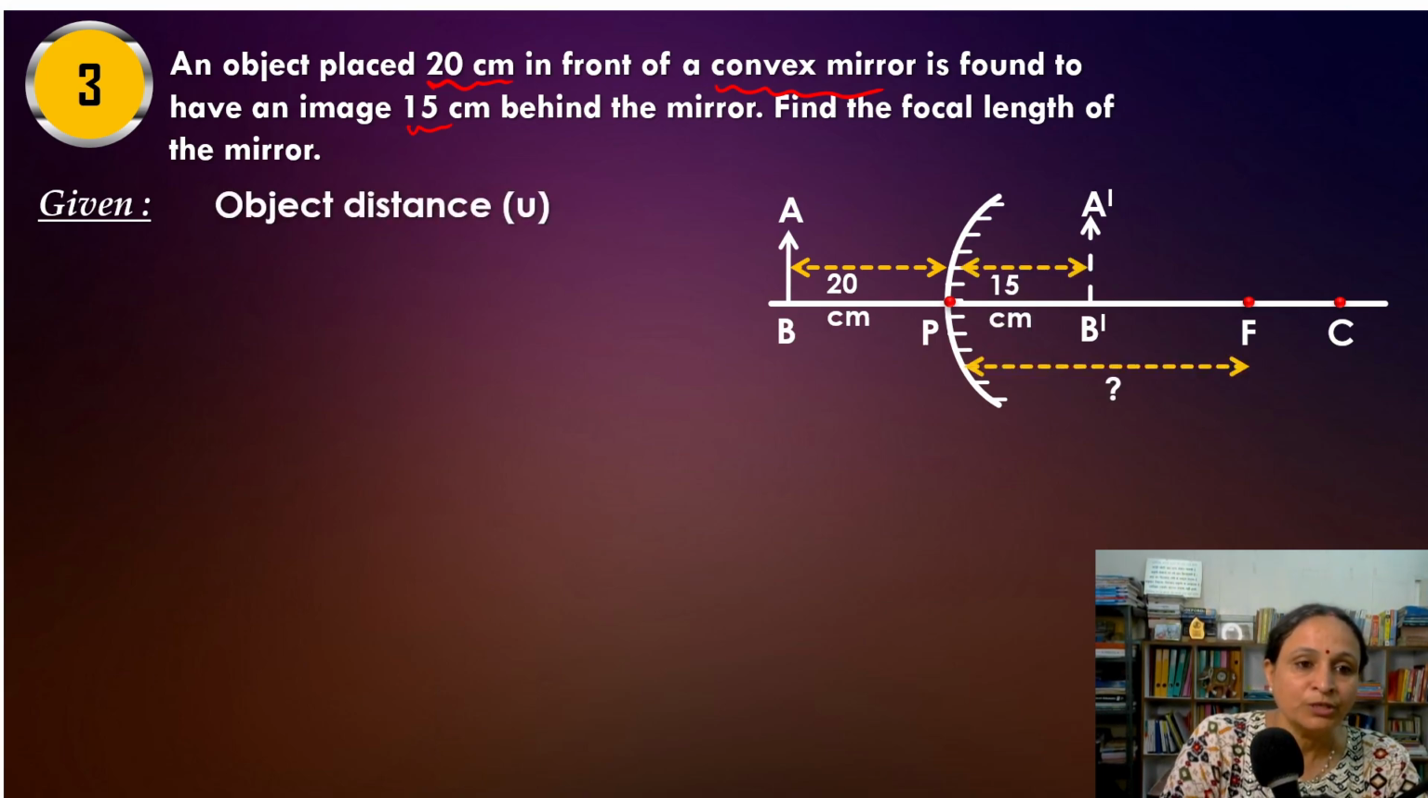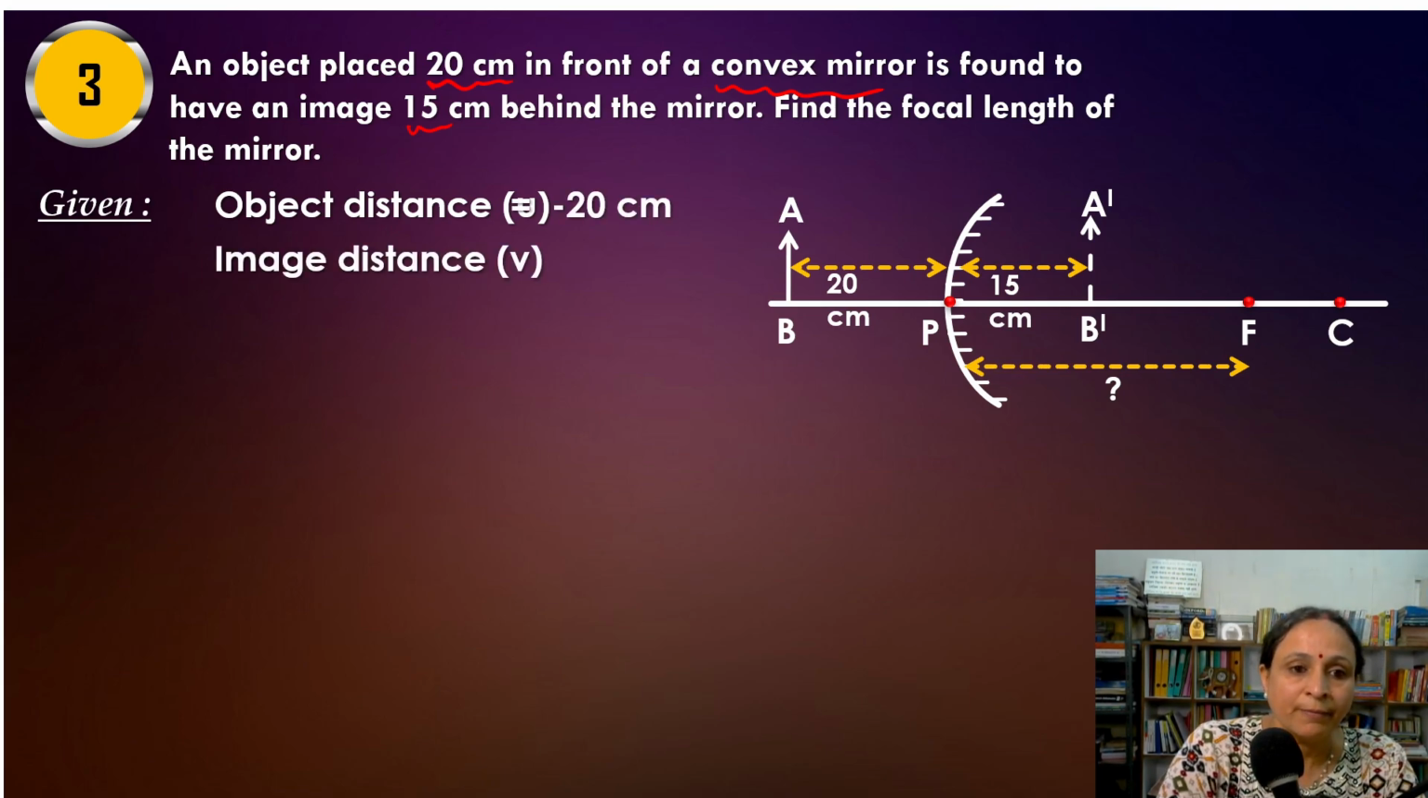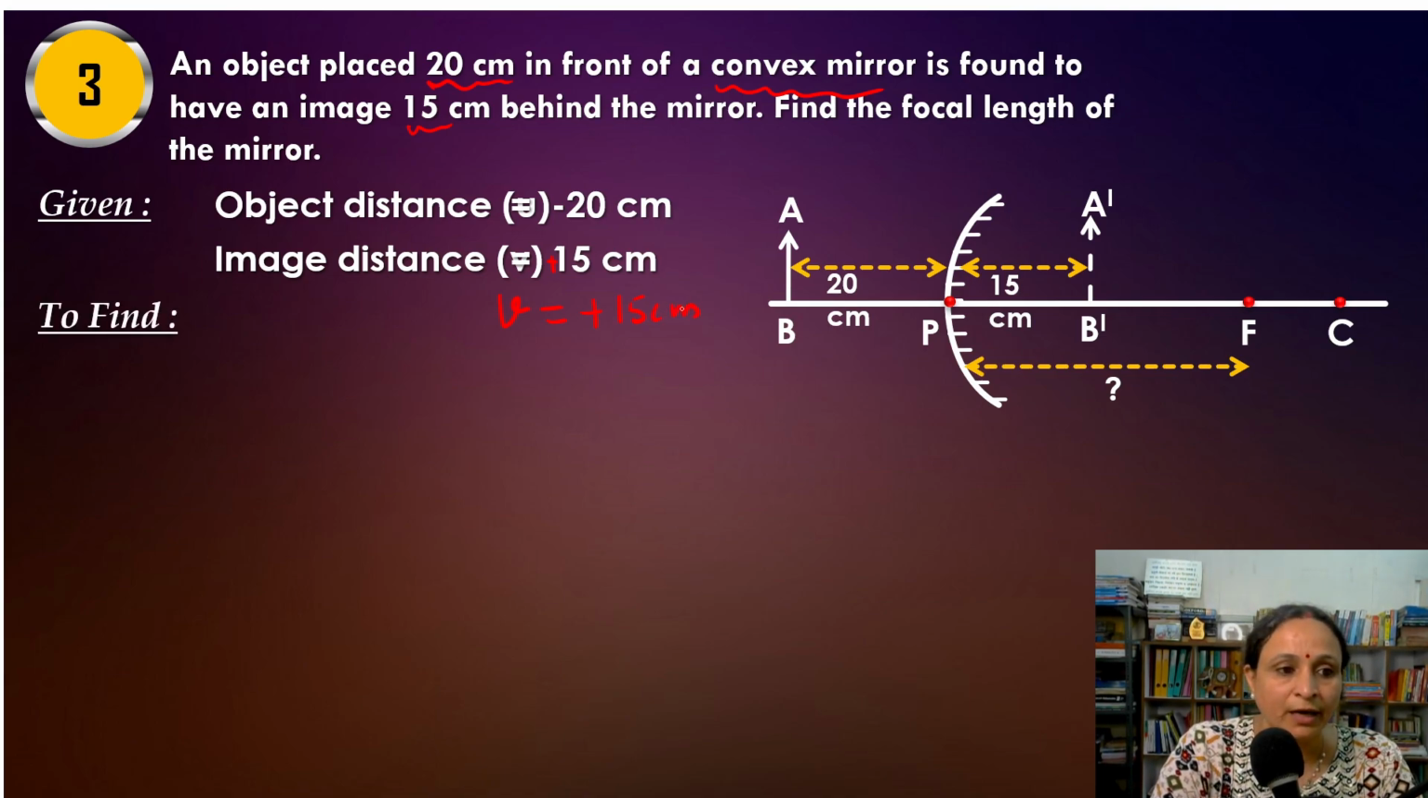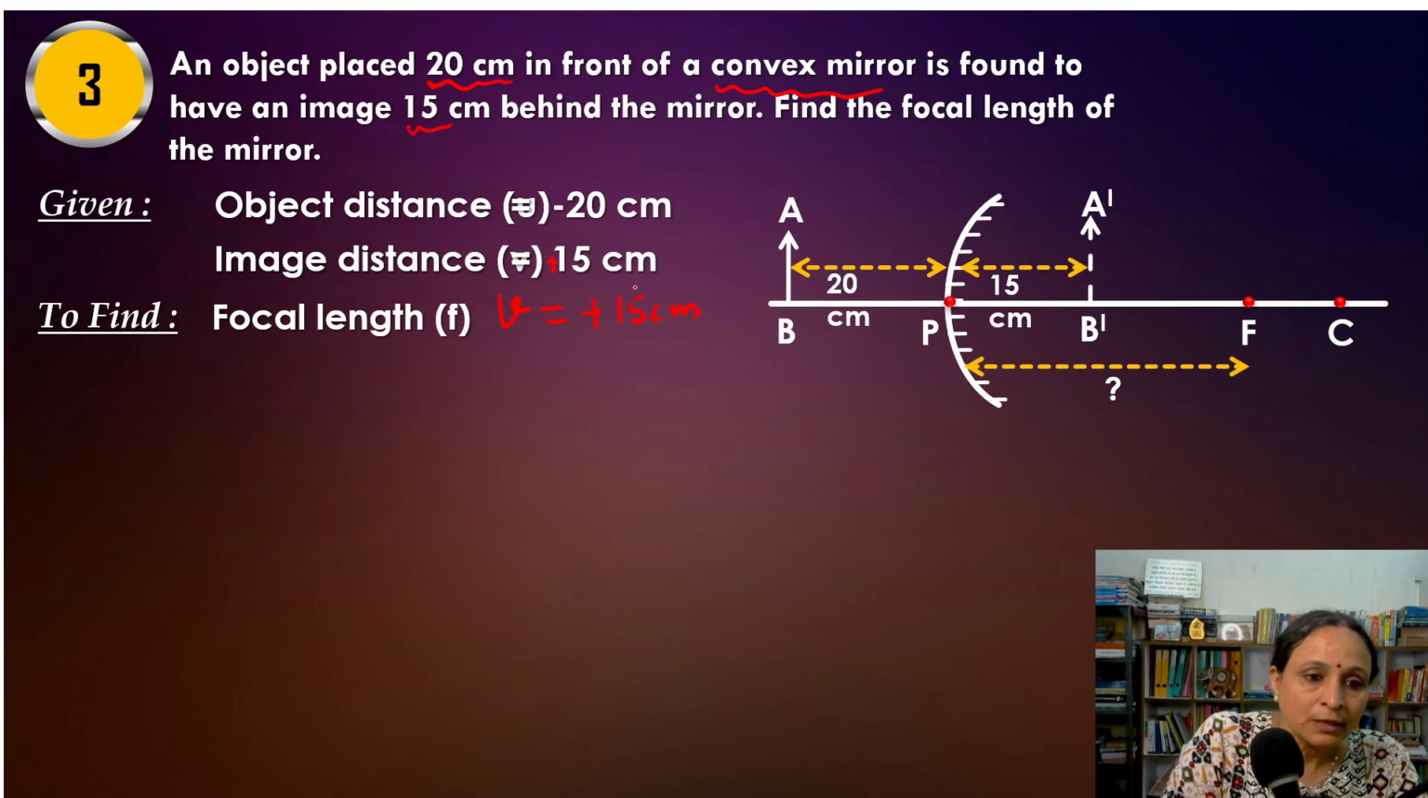What is given? Object distance u is equal to minus 20 centimeters. What about the image distance? Image distance v is equal to plus 15 centimeters. What are you supposed to find out? You're supposed to find out the focal length. How much will my focal length be?